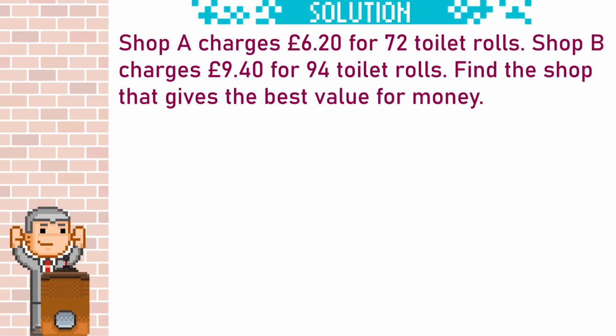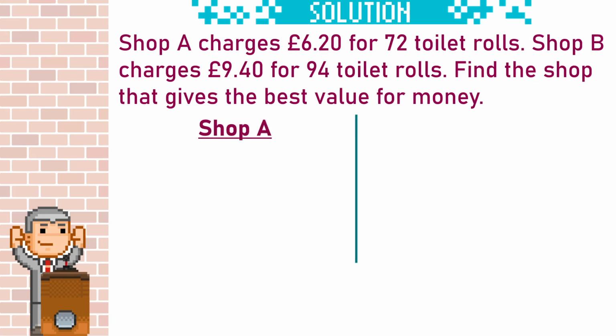In this question we're told that shop A charges £6.20 for 72 toilet rolls, whilst shop B charges £9.40 for 94 toilet rolls, and we're asked to find the shop that gives the best value for money. Best value questions always have many ways to work them out. You can find the price for the same amount of rolls, or you can find the amount of rolls for the same price. We will be finding the price of one toilet roll from each shop.